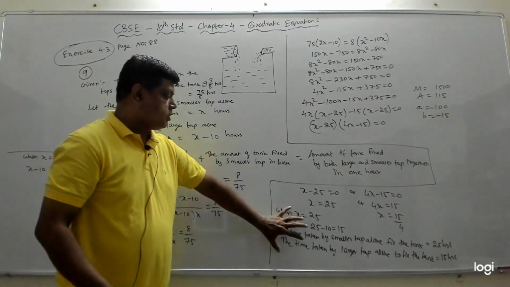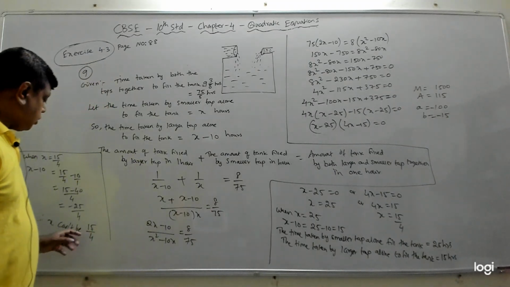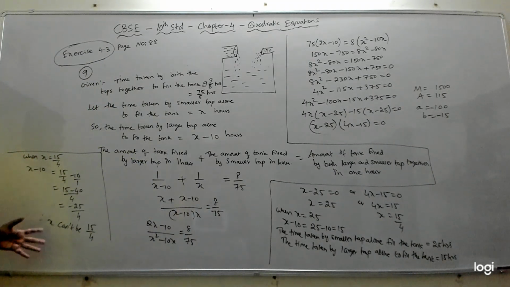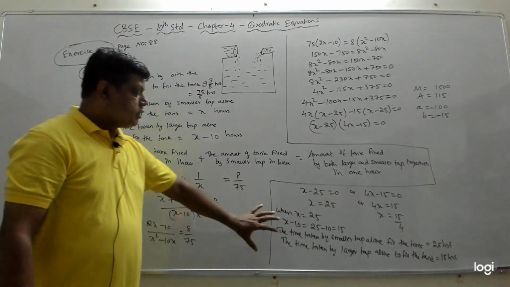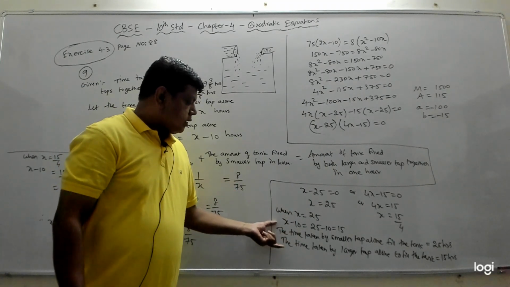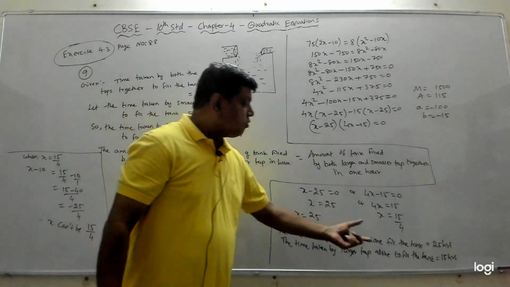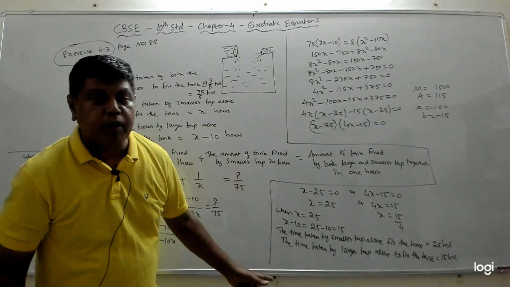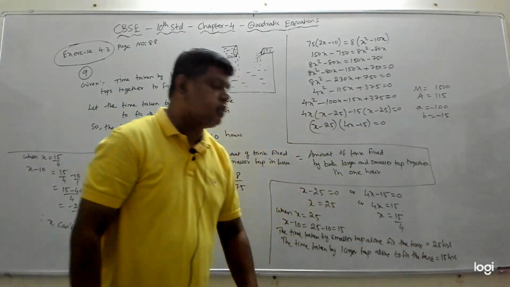So the only answer is this. Suppose if this also gives you positive, then you'll have both answers. If not, this is the only answer. So this is the answer. The time taken by the smaller tap alone to fill is 25 hours. The time taken by the larger tap alone to fill the tank is 15 hours.